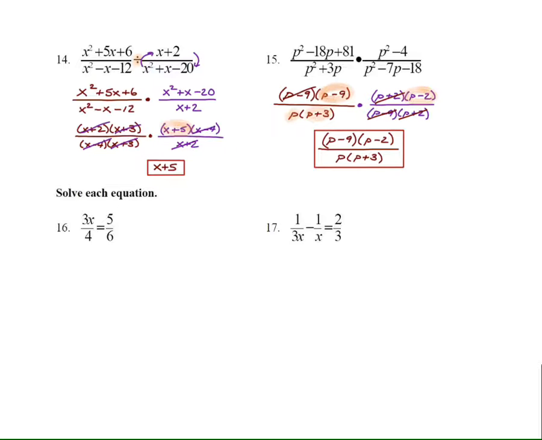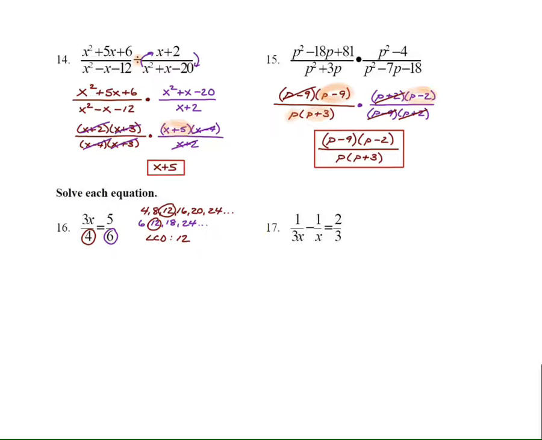So looking at number 16, the denominators are just numbers, 4 and 6. So when I'm looking for a common denominator, I'm basically looking for the smallest number that 4 and 6 can both go into. So the easiest way to do that is just to list the multiples of each number. So if I list multiples of 4: 4, 8, 12, 16, 20, so on and so forth, and list multiples of 6: 6, 12, 18, 24, so on and so forth, the first number they both have in common is 12. So that's what we call our least common denominator.